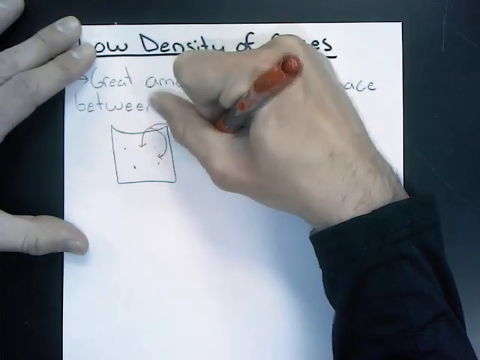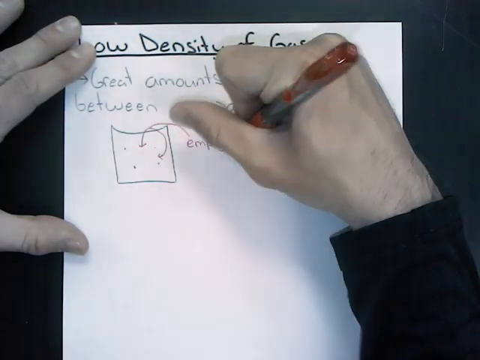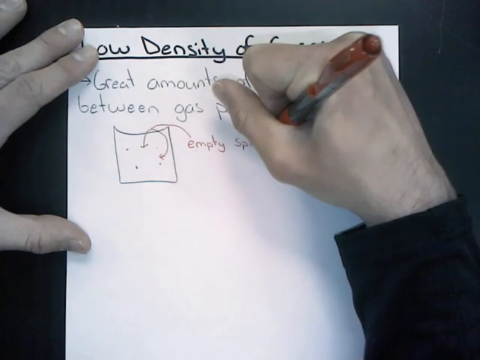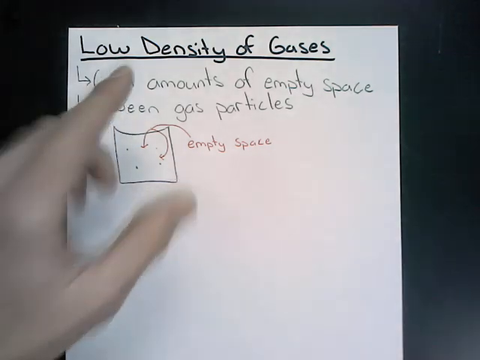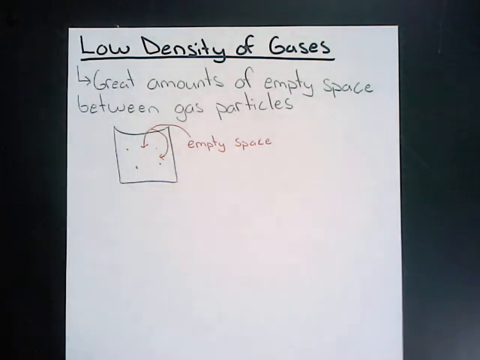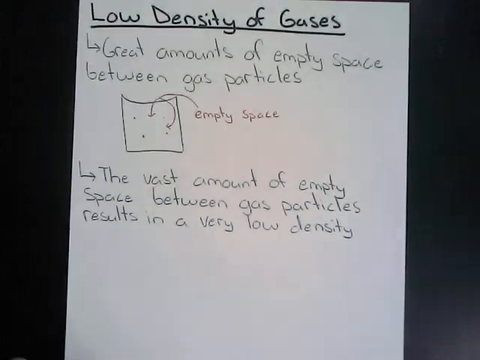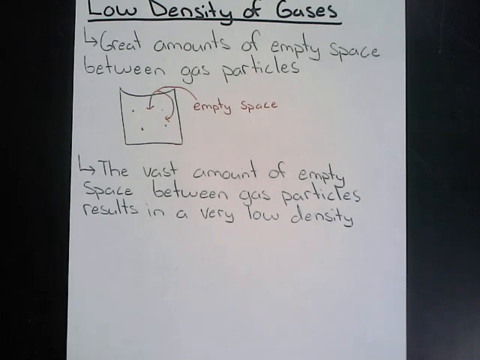So this empty space is a pretty significant deal when we talk about the properties of gases. This empty space results in that low density of gases. Now, again, the empty space is going to result in a very low density of gases. So let's take this idea, our concept of a low density, and go through some examples.